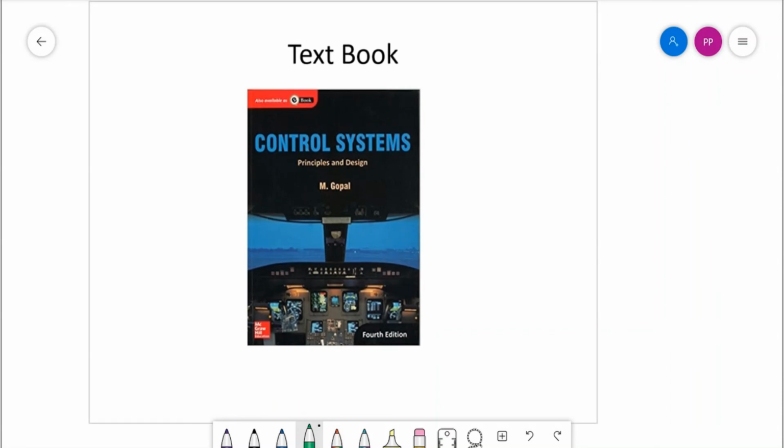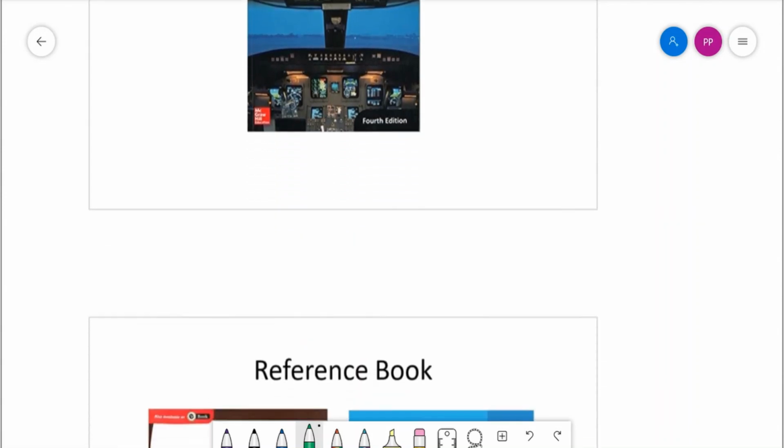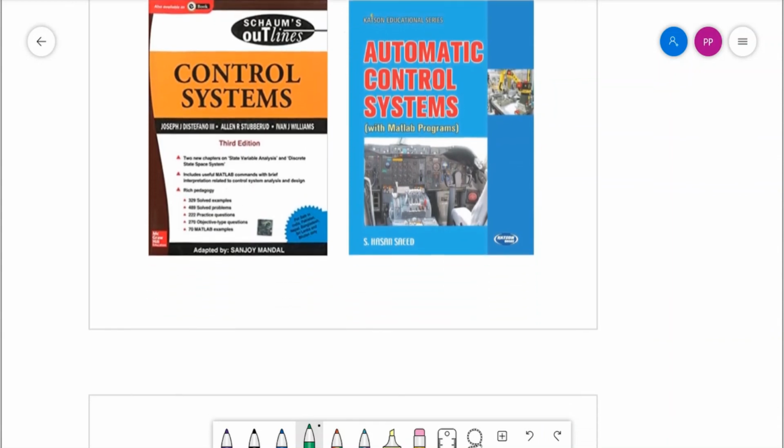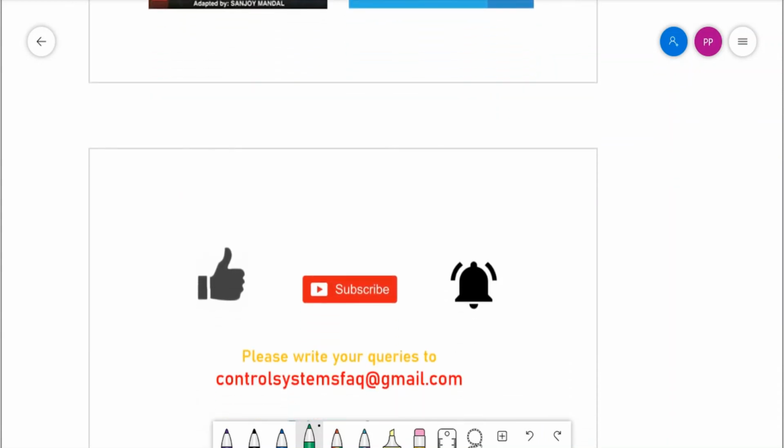So this is the textbook by Professor M. Gopal. I always suggest it because of its simplicity, and quite a portion has been taken from this book. And the two reference books are by Professor Sanjay Mandal and Professor Said Hassan Said from Integral University Lucknow. So these two reference books can also be used. They are available online also.